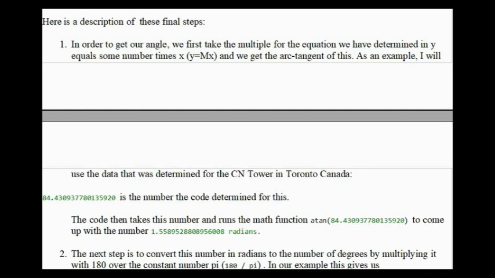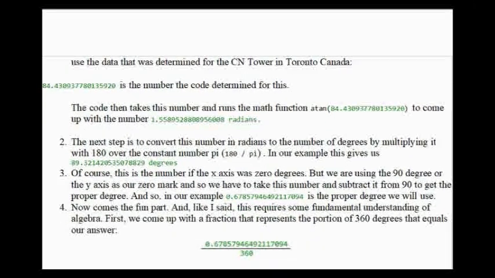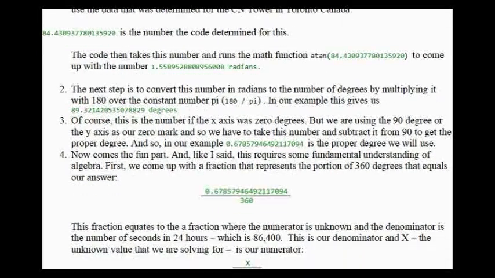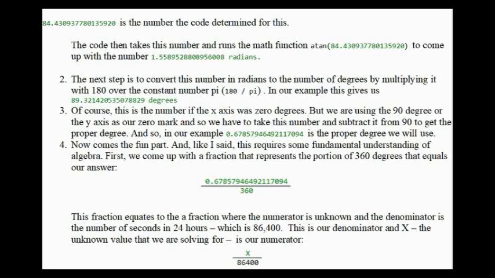As an example, I'll use the data that was determined for the CN Tower in Toronto. 84.43 is the number the code determined for this. The code then takes the number and runs the math function arctan of that number to come up with a number in radians that's about 1.55895 radians. The next step is to convert this number in radians to the number of degrees by multiplying it with 180 over the constant number pi.